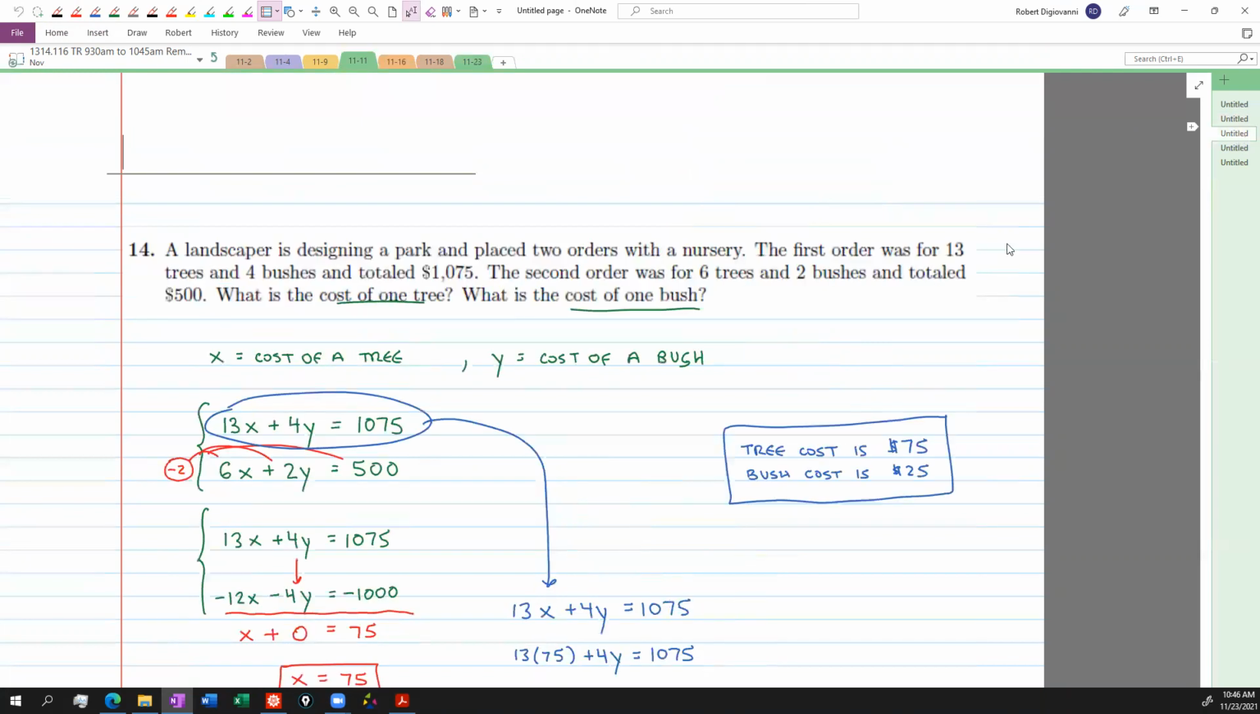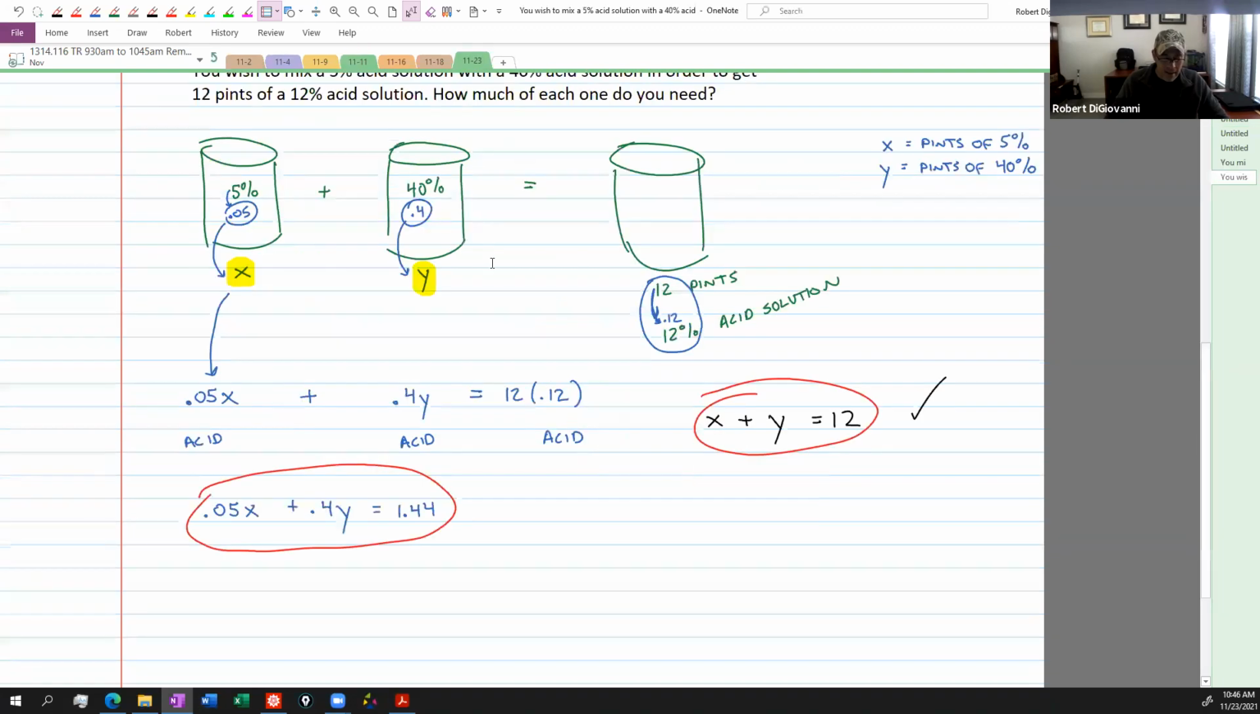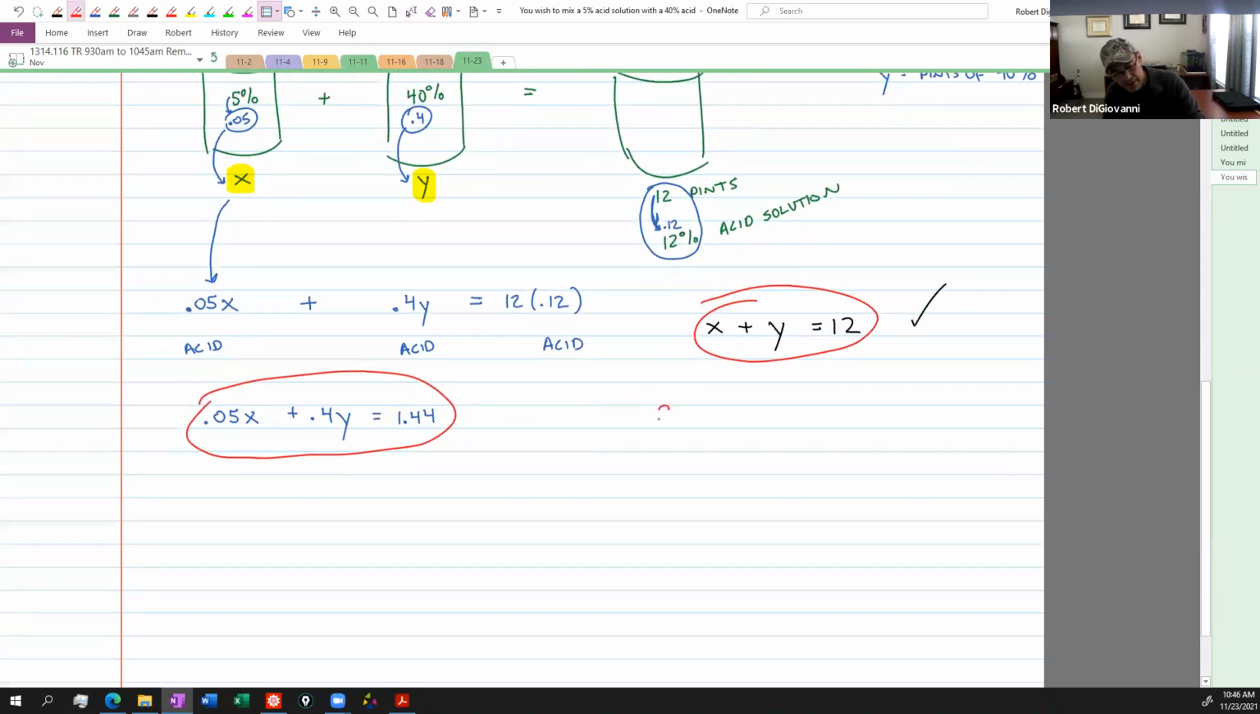So remember how we did systems of equations? Two equations, two unknowns? That's exactly what I have here. I have a system of equations. The first one is X plus Y equals 12. And the other equation is 0.05X plus 0.4Y equals 1.44.